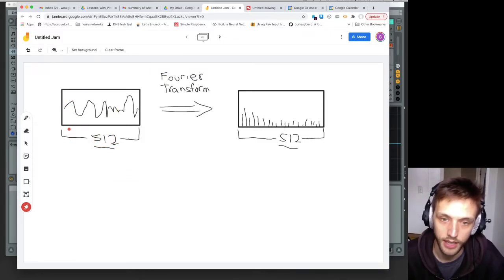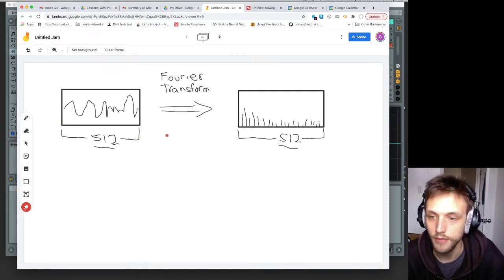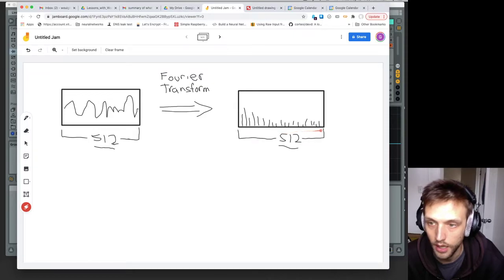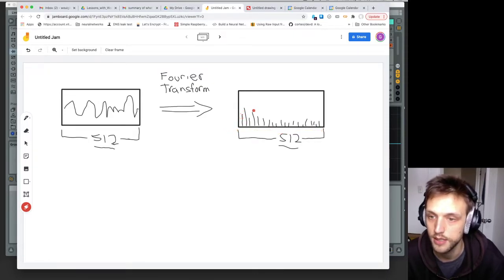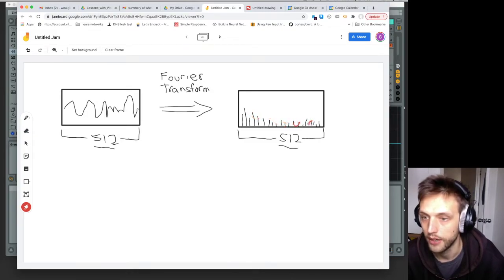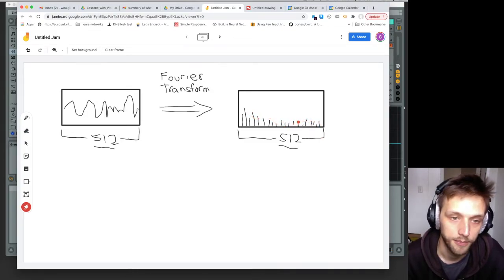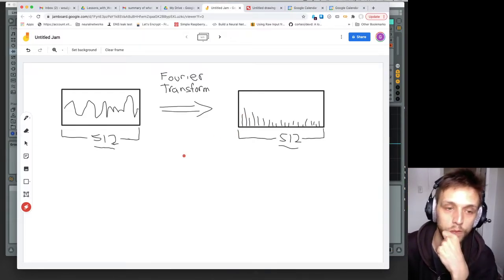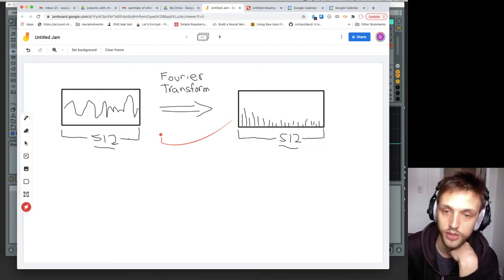Okay, so we take our 512 samples in the time domain, right? This is a graph, and the axes are amplitude over time. And here our axes are power over frequency, right? So these are the lowest frequencies, and as we go up, we get higher and higher frequencies. And that's what it's going to show us. And the cool thing about Fourier transforms is that you can actually do them the other way around. You can flip them back around and turn them back into a signal.